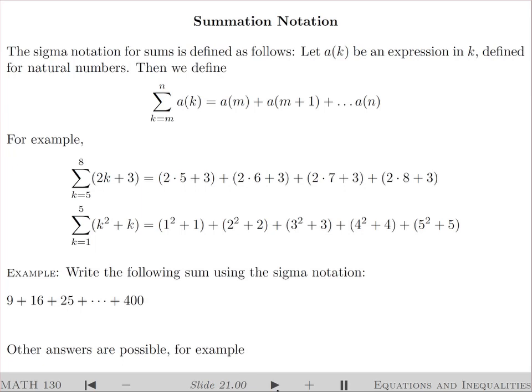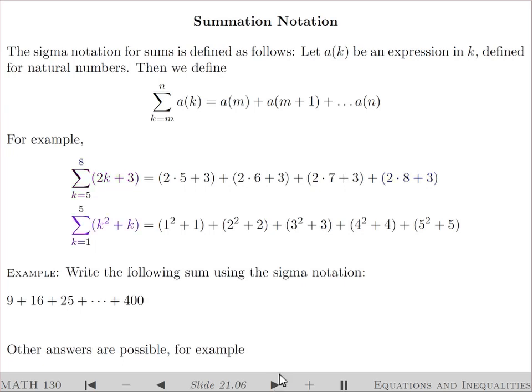So for example, if I take the sum from k equals 5 to 8 of 2k plus 3, I'm going to substitute the numbers 5, 6, 7, and 8. We stop when we get to the upper bound 8 for k. So k is 5, I get 2 times 5 plus 3, and then 6, so 2 times 6 plus 3, and then 7, just 2 times 7 plus 3, and 8, 2 times 8 plus 3. Evaluate the function at those numbers and then take the sum.